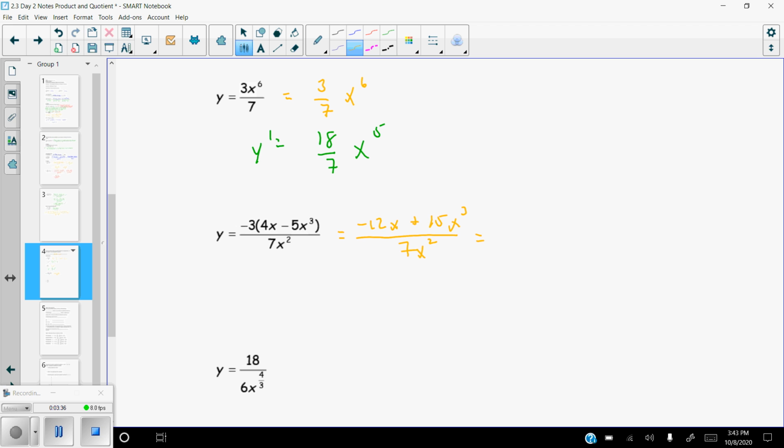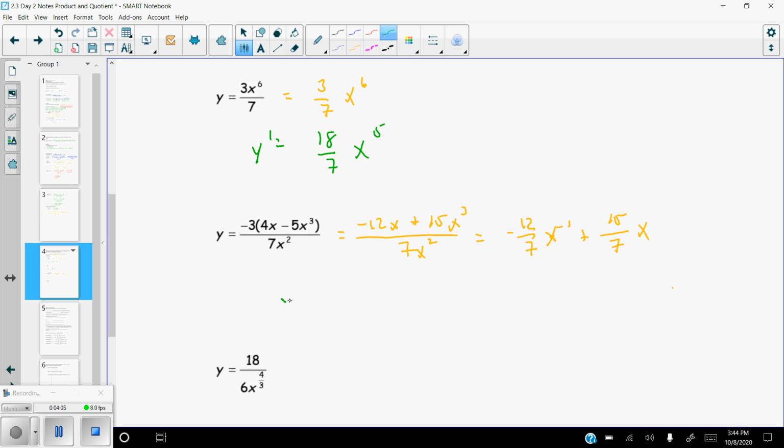So we're going to get a -12/7 from the first one, and then x over x squared is going to reduce to a 1 over x, but the x will be left in the denominator, so when we bring it to the top, we make it x to the -1 power. And then 15x cubed over 7x squared, the 15 over 7 doesn't reduce, x cubed over x squared just becomes x. Now we're ready to use our power rule.